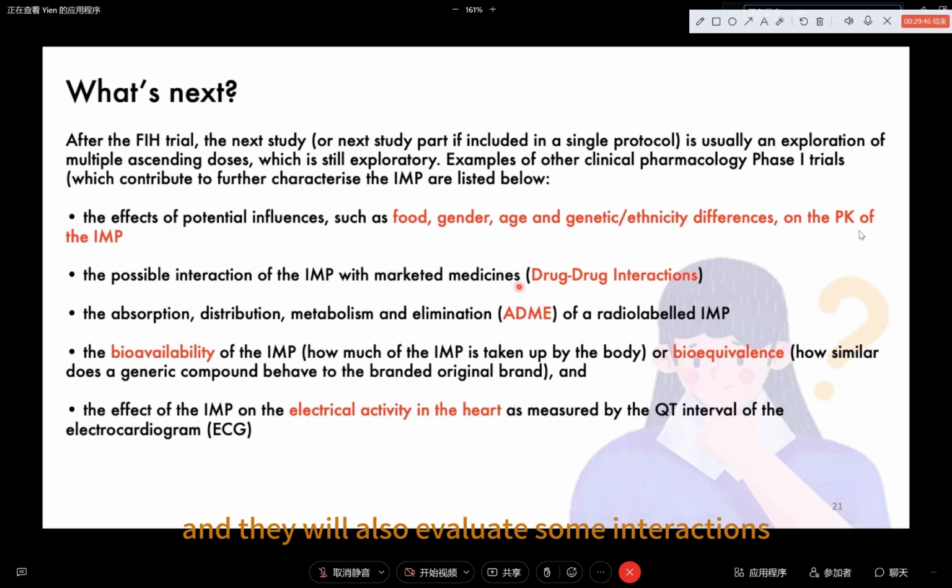And they will also evaluate some interactions such as drug-drug interaction, ADME of the radio-labeled drug if you have one for your drug, and then you also check on the bioavailability and bioequivalence of this drug. In some of the studies, they will also include the electrical activity in the heart, which measures the QT interval of the electrocardiogram. And that's all for my part.